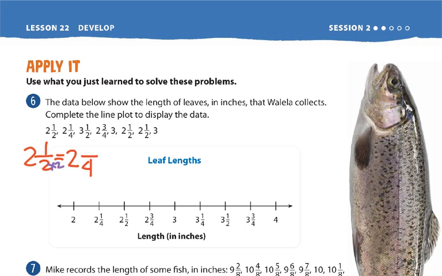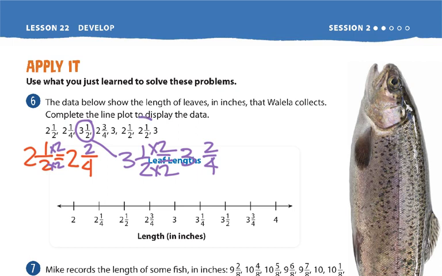Whatever I do to the bottom. Okay, that one's done now. This one needs to be done. 3 1/2 equals 3 2/4. How many times do I times 2 by to get to a 4? Whatever I do to the bottom, I do to the top. That one is done. I don't need to worry about the 3 wholes.